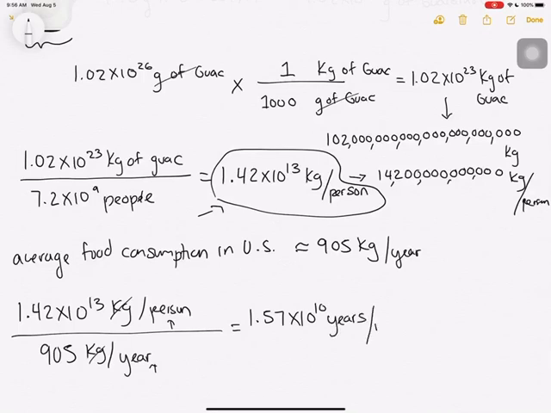years per person. Let me write this number again in normal notation. That's 157, and I need 8 more zeros. 1, 2, 3, 4, 5, 6, 7, 8. Every person in the world can eat 15 billion 700 million years of avocado or guacamole, right? Every person in the world. It would take just 1 mole of avocados made into guacamole.